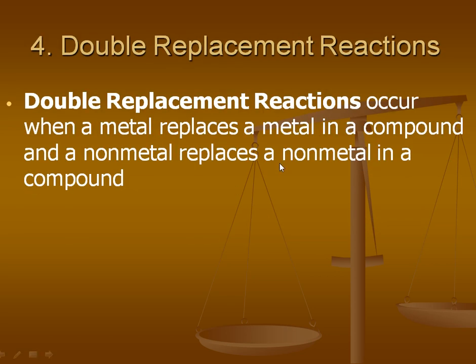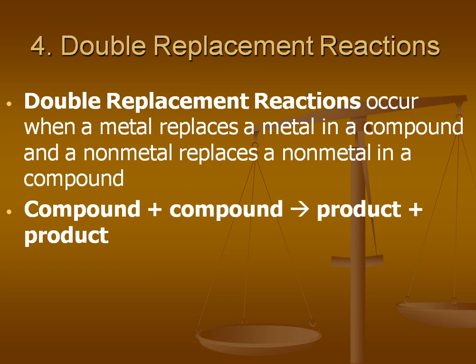Now double displacement or double replacement reactions occur when a metal replaces a metal in a compound and a non-metal replaces a non-metal in a compound. Compound plus compound convert into product plus product. AB plus CD convert into AD plus CB. So you can understand that A is changing its partner, along with CD also.